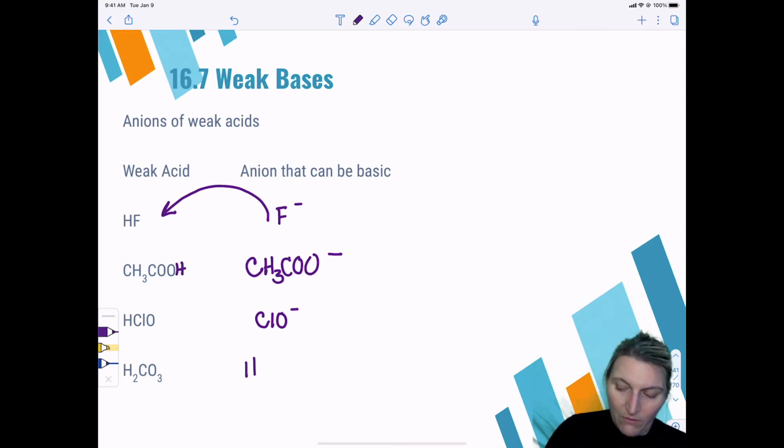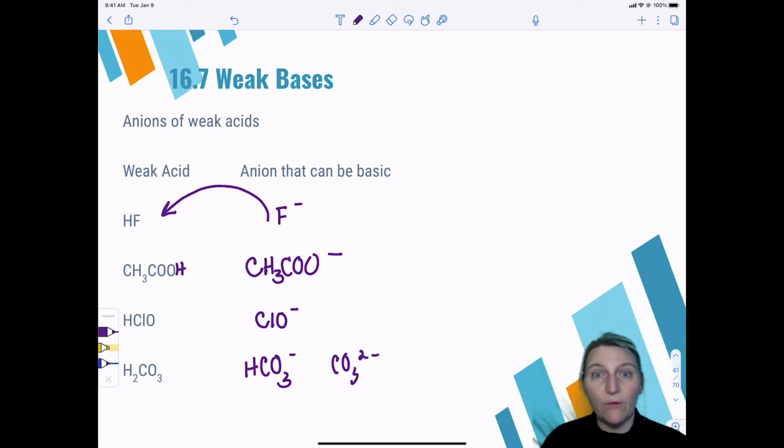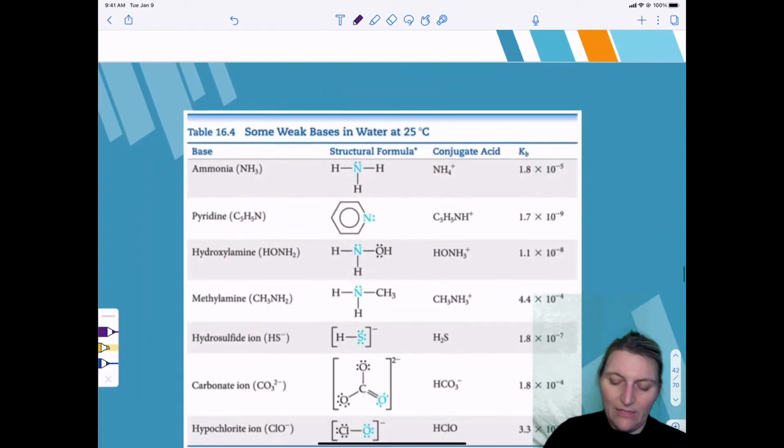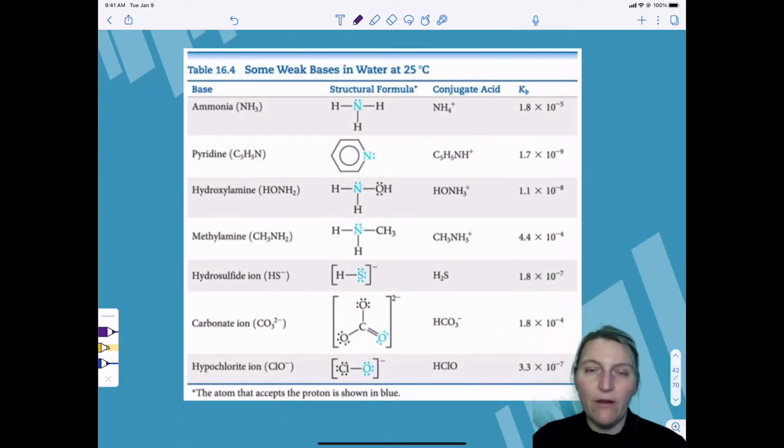For H2CO3, that would mean HCO3 negative, and we could even have CO3 2 minus, both of those could be anions that would be basic. This table here is just showing you some common examples, their names and their formulas and their structural formulas and their KBs. These are all going to be also in the back of our textbook in that appendix.